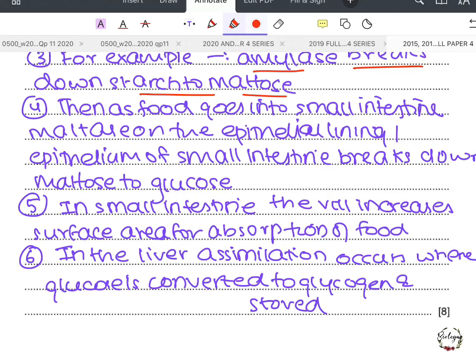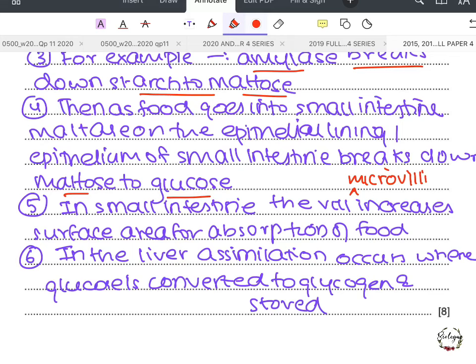As the food goes into the small intestine, maltase on the epithelial lining, or the epithelium, of the small intestine breaks down the maltose to glucose, right? Now in the small intestine, what will happen? Again, absorption. So how is this absorption happening? It's because of the villi and the microvilli, right? You can even talk about microvilli here. The villi or the microvilli increase the surface area for absorption of food.